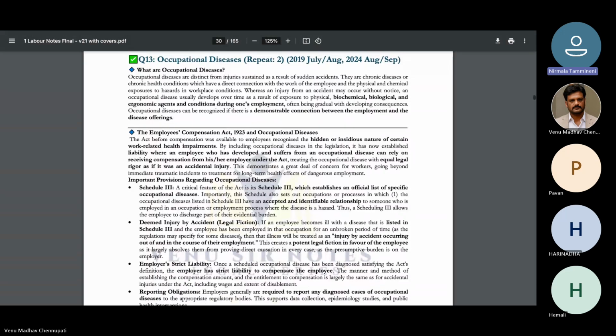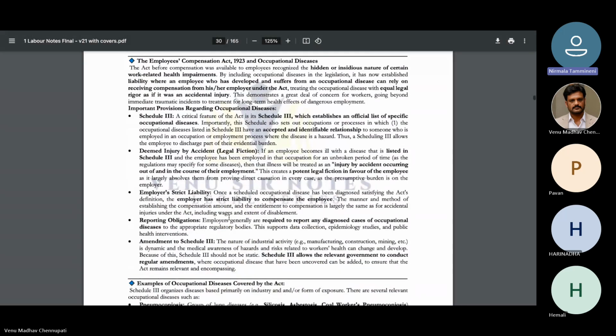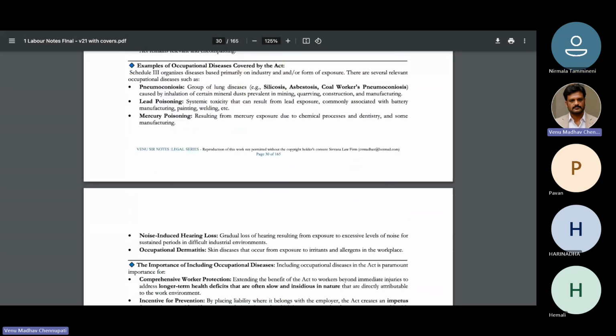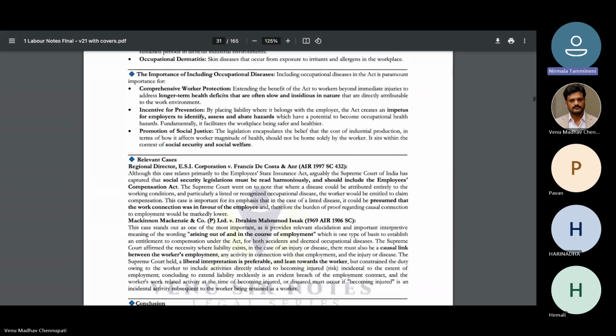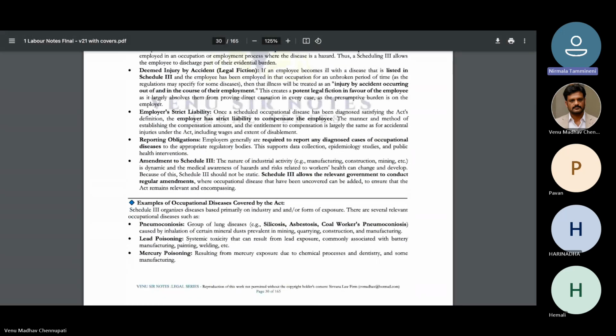Okay, occupational diseases. What are occupational diseases? Occupational diseases are distinct from injuries sustained as a result of sudden accidents. Injuries come as sudden accidents. They are the outcome, a byproduct of sudden accidents. Occupational diseases are something that affect your health over a period of time by getting exposed to a certain type of work over a period of time. One famous example I can think of is people working in the marble industry. They are more prone to silicosis. I mean, 90% of them have silicosis in their lungs. So those are occupational diseases.